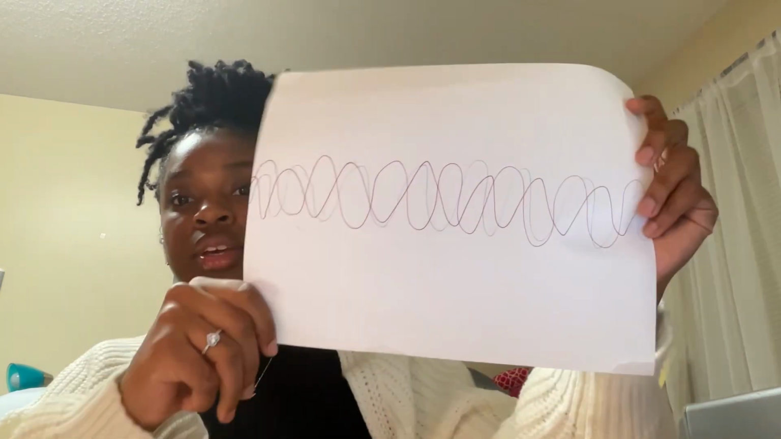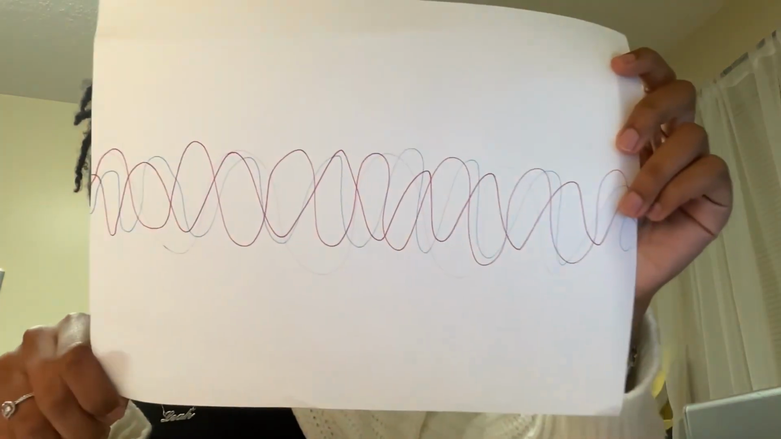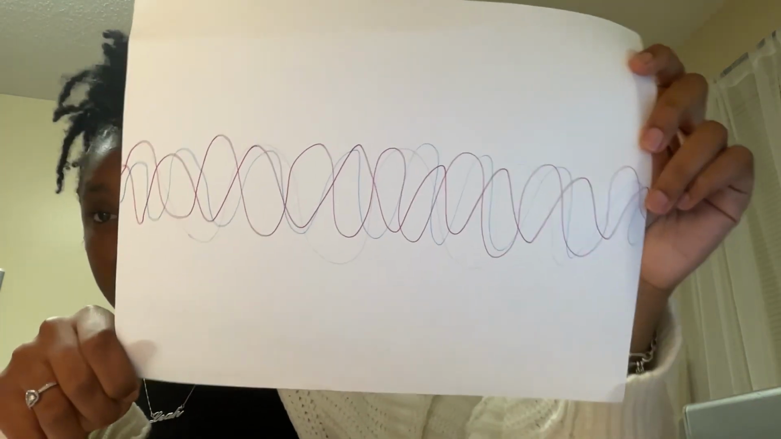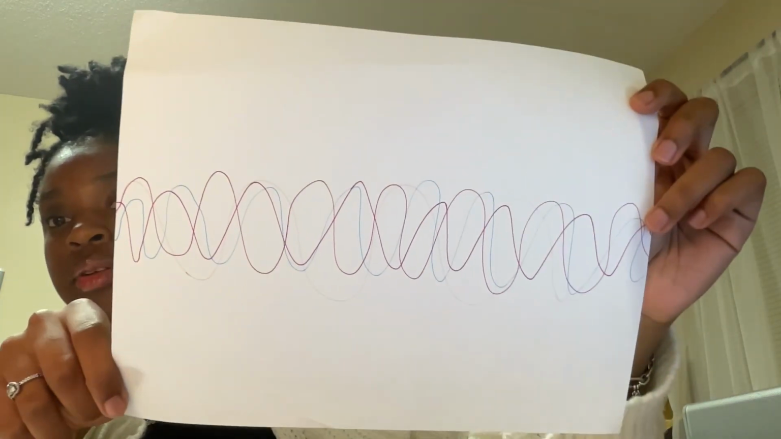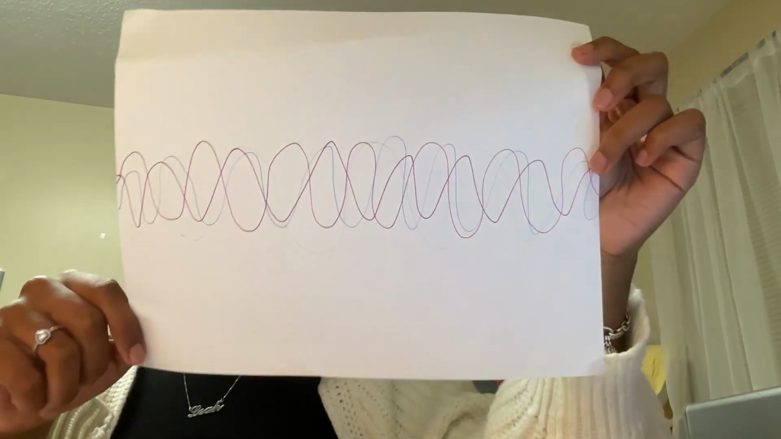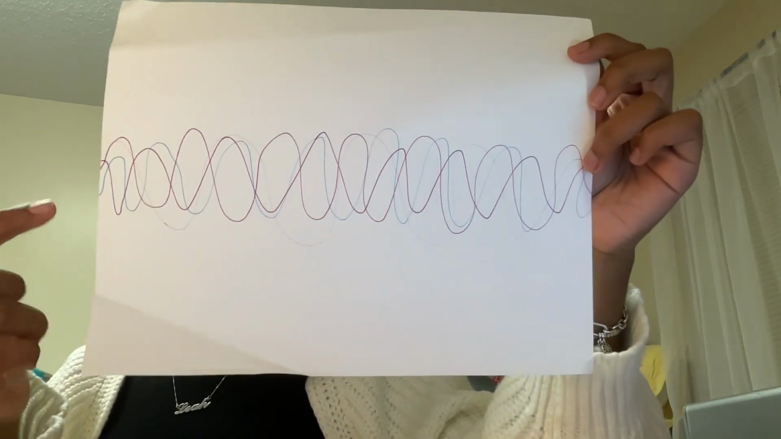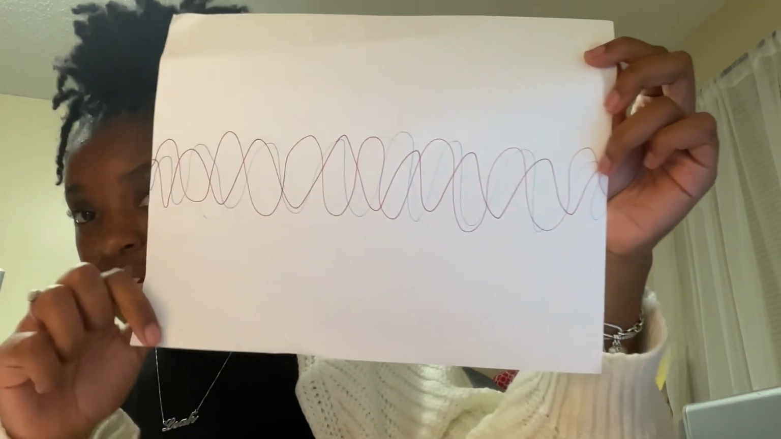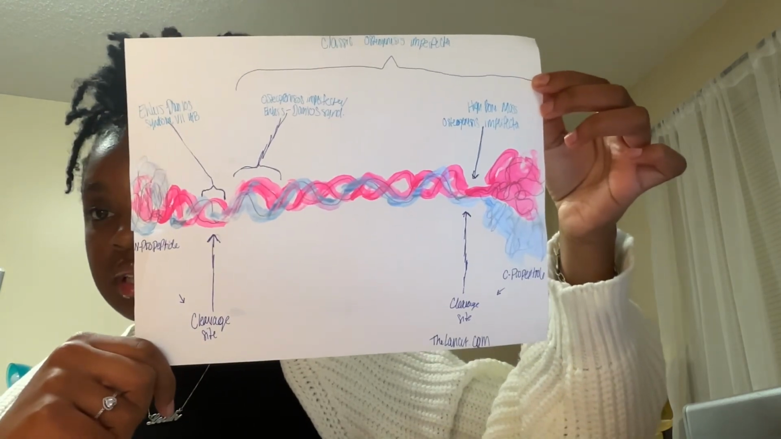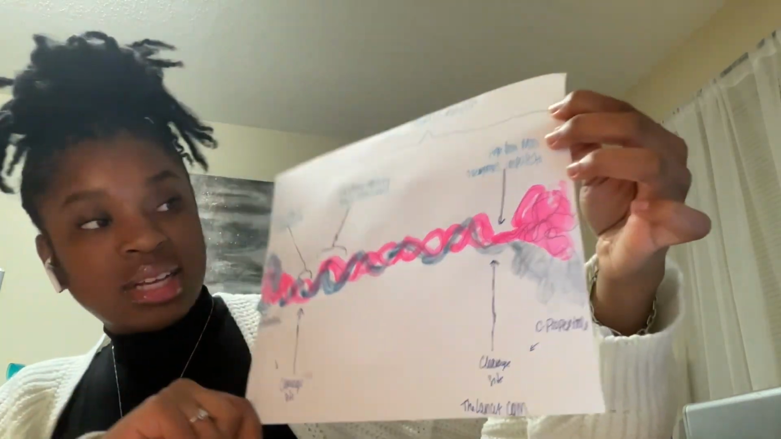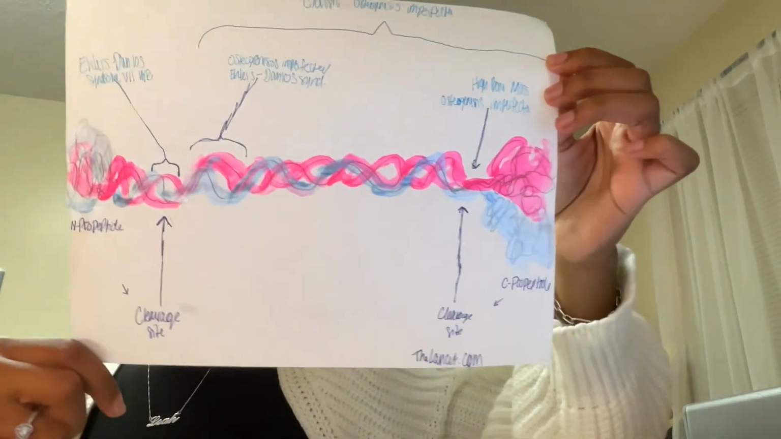Here you have the regular untampered normal type 1 collagen. It just goes and it weaves. I tried to do it as best as I can. And here is the classic osteogenesis imperfecta mutation.